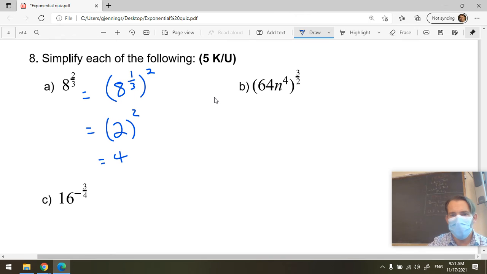And then to make my work more beautiful, I'm going to strive for more vertical equal signs here. 64 n to the 4, all raised to the 3 over 2. To do one like this, I raise everything that's in here to the power 3 over 2. I'm going to do that first. So this is 64 to the 3 over 2, and that's going to be, oh man, a big number. N to the 4 times 3 over 2. So that's n to the 12 over 2, which is n to the 6. Maybe I should write 12 over 2.